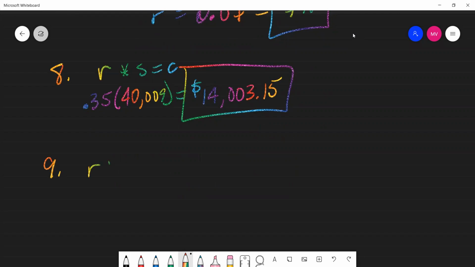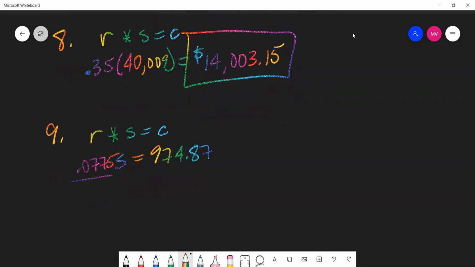All right, so rate times sales equals commission. We don't know our sales, so that's going to be our unknown. We do know our rate, it's 7.75, so that's 0.0775. Remember to take your percent, divide it by 100 if you need to make sure you get your decimal point in the right place, equals $974.87. All right, so we divide both sides by 0.0775.